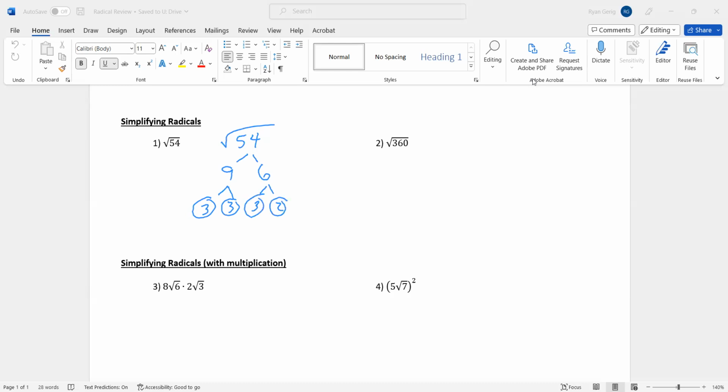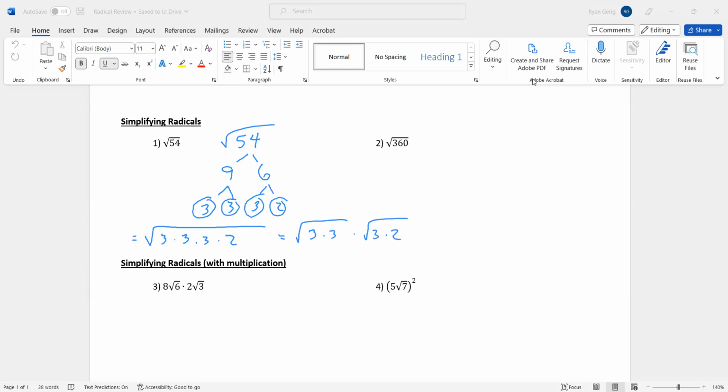And what you're looking for is pairs of the same number. I will take the time on this first one only to explain why. So I'm going to take all those circled numbers and put them inside the radical. So 3 times 3 times 3 times 2. And now I'm going to split it up. I'm going to put the two 3s here. And then I'm going to put another 3 and the 2 together, the unpaired things together.